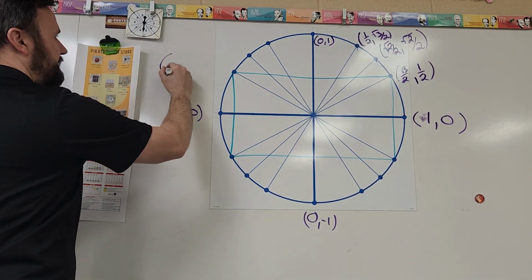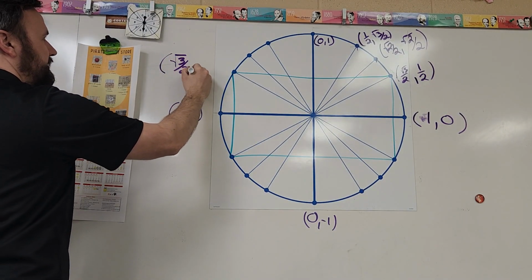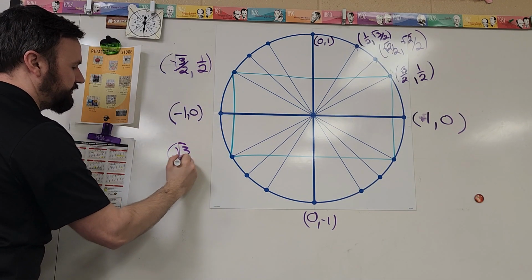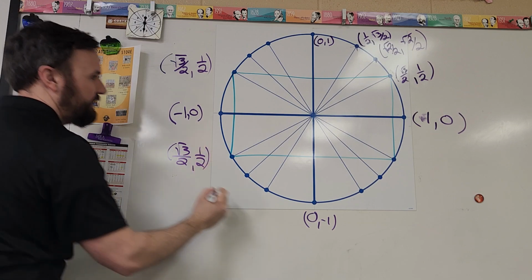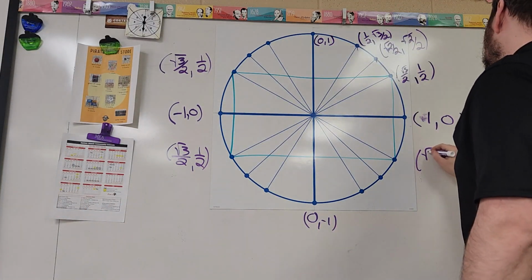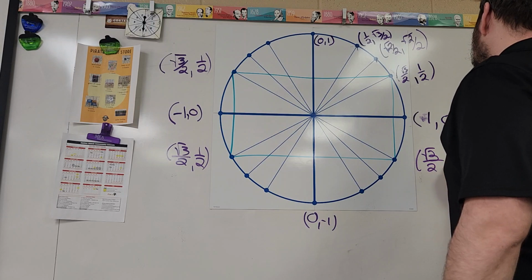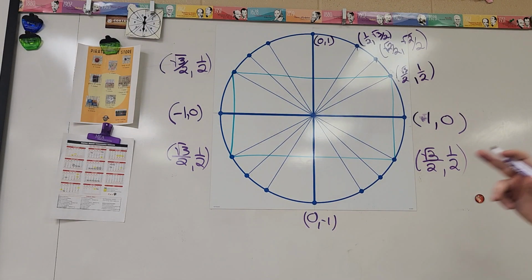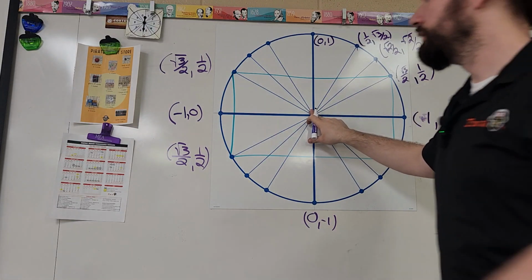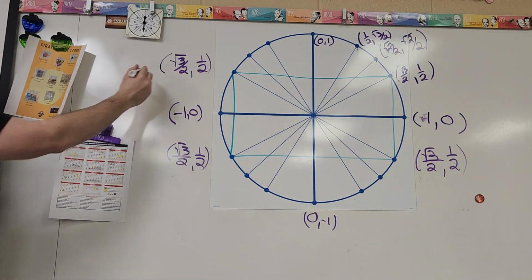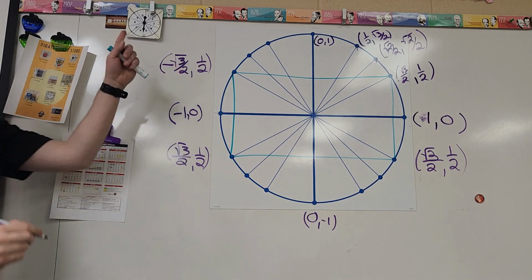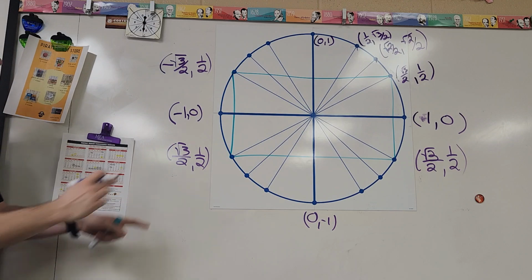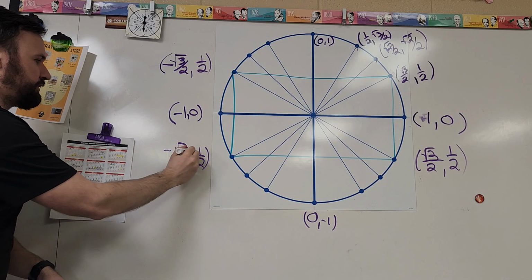So over here, this one's root 3 over 2, 1/2. This one is root 3 over 2, 1/2. And this one is root 3 over 2, 1/2. But remember, this is 0, 0. So I went left, so it means that's negative, and I still went up, right? Here I went left and down, so they're both negative.